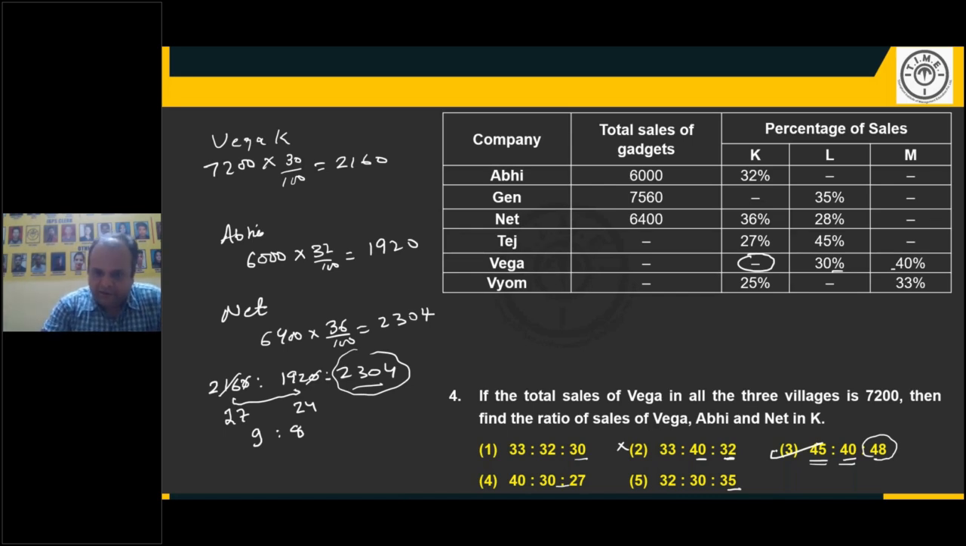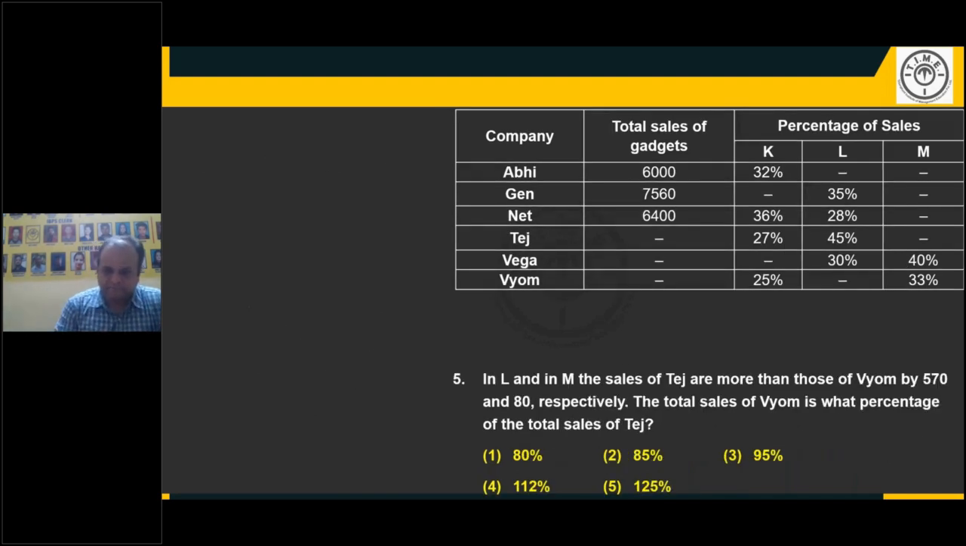Right? Let's move to the last question of this set. Please try this. Again, go through the question, find out your answer, and let me know the option.